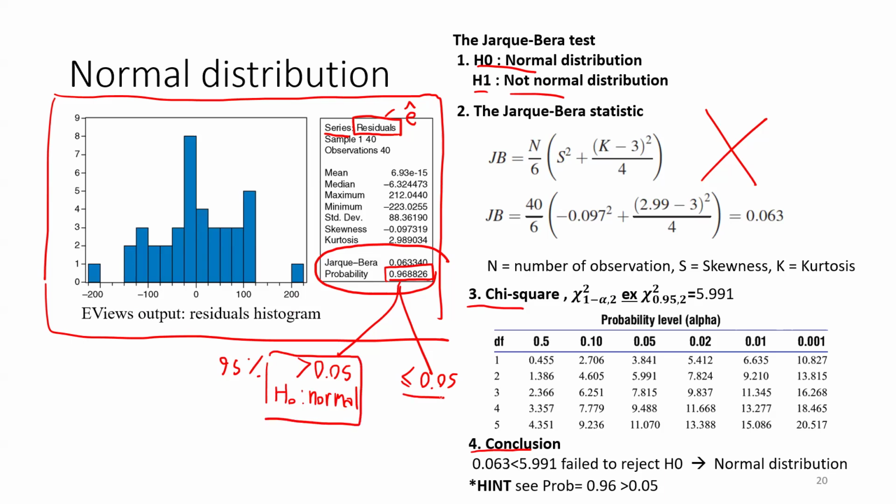But if it's less than 0.05, it means not normal, which means your model has a problem because your error is not normal. But you can cure it by collecting more data. If your error is not normal, you have to collect more data.